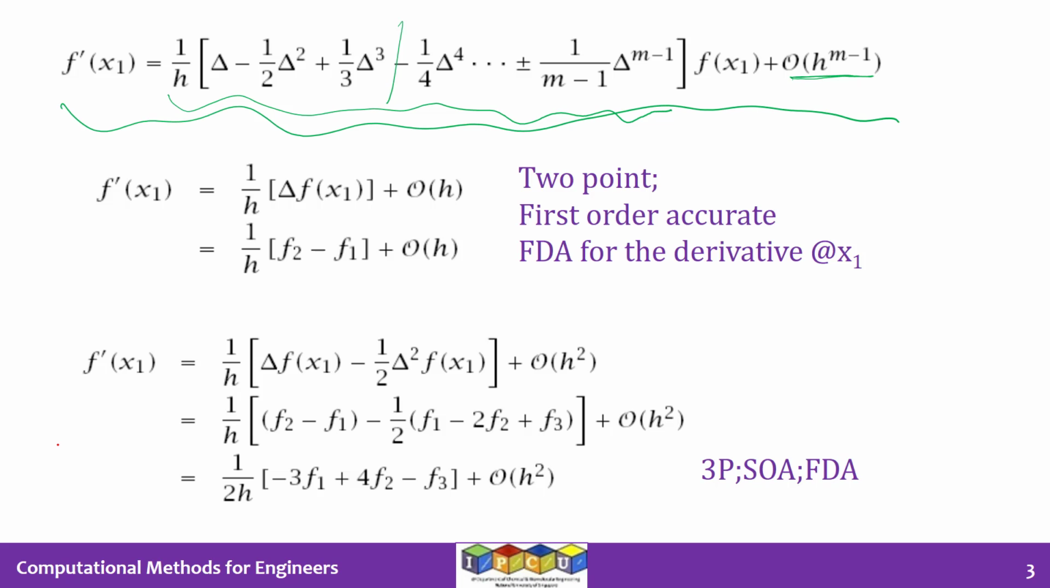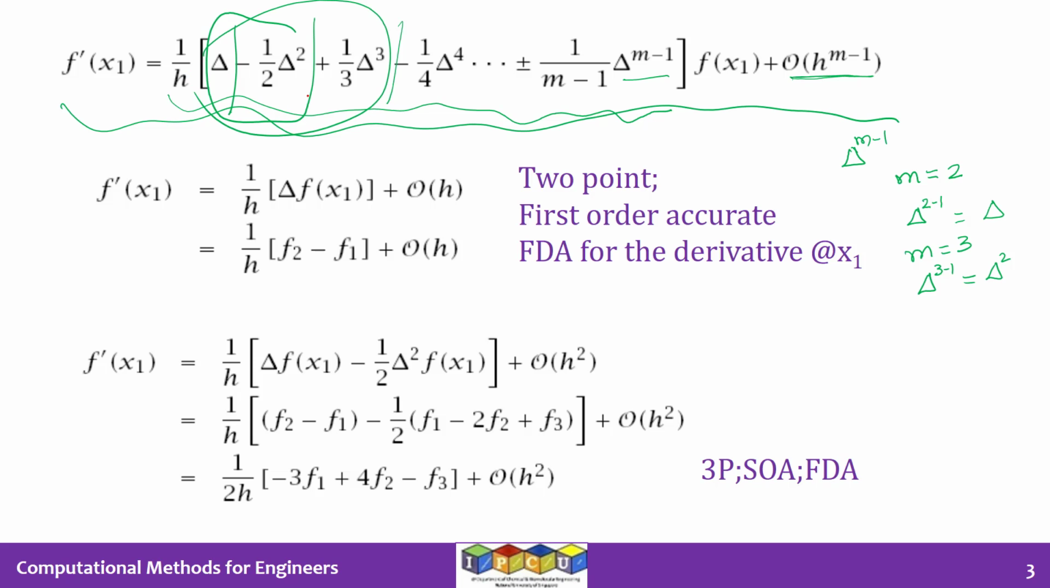Now please note that inside the square brackets, the highest power of delta is delta to the power of m minus 1. So if I choose m is equal to 2, the highest power inside the square bracket should be delta to the power of m minus 1. So it should be 2 minus 1. It should be delta. If I choose m is equal to 3, the highest power of delta that we retain inside the square brackets is going to be delta to the power of 3 minus 1, which will be delta squared, etc. So we can choose to retain either one term or two terms or three terms or four terms or all the terms. That's up to us.